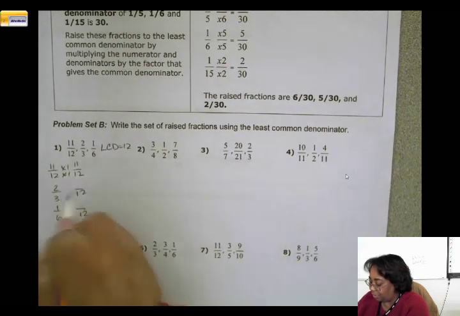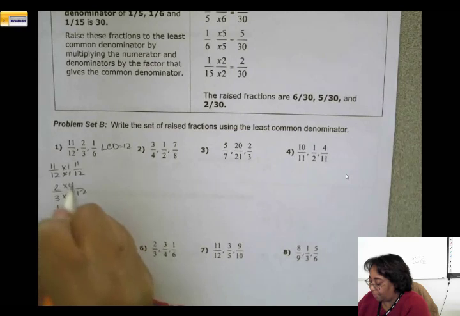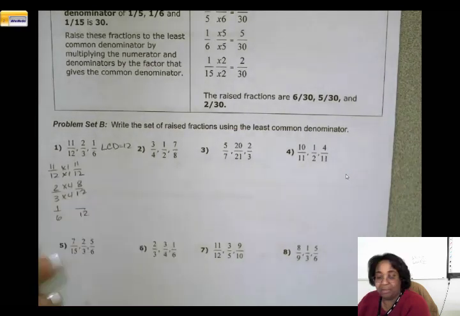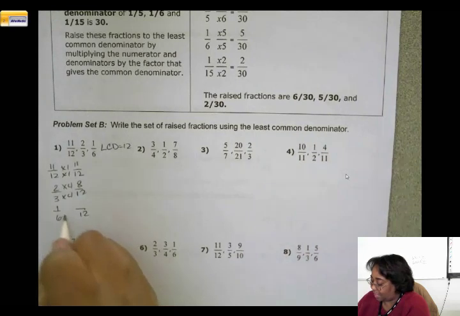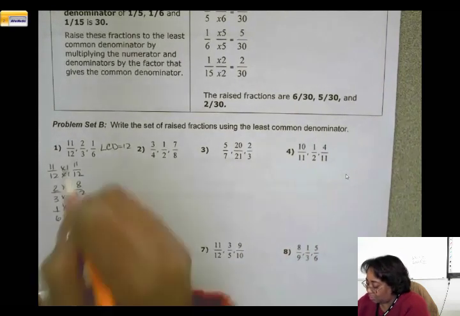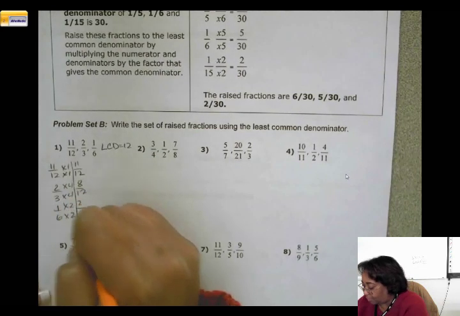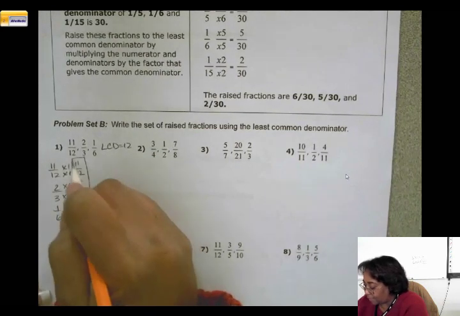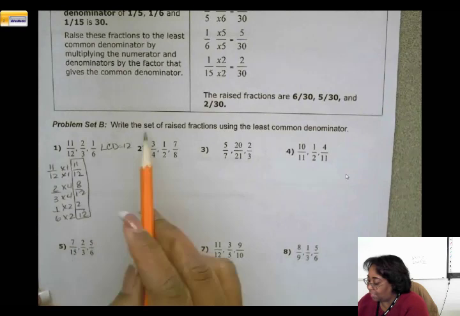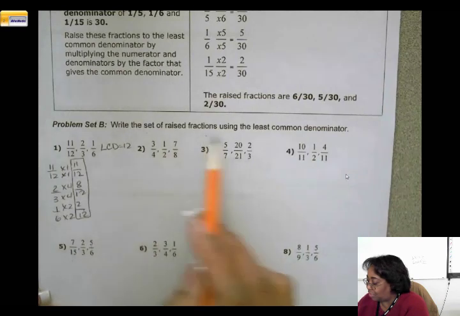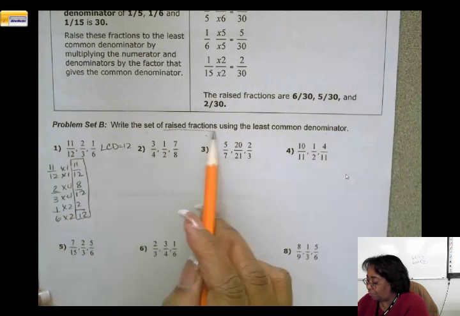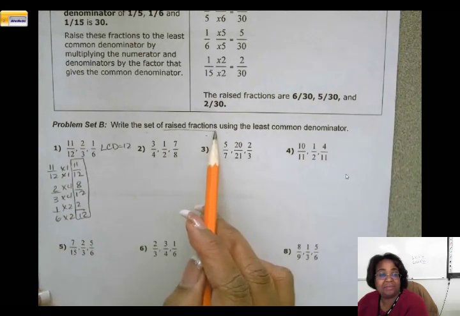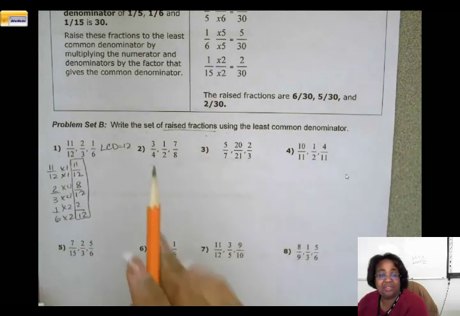Number 2 here, I'm going to multiply by 4 to get 12 on the bottom, which gives me a new equivalent fraction of 8 over 12. And then I've got 6 times 2 gives me 12, and 1 times 2 is 2. So these are my equivalent fractions. The instructions say write a set of raised fractions using the least common denominator. And remember, these raised fractions are equivalent fractions because you're going to raise everything to 12.